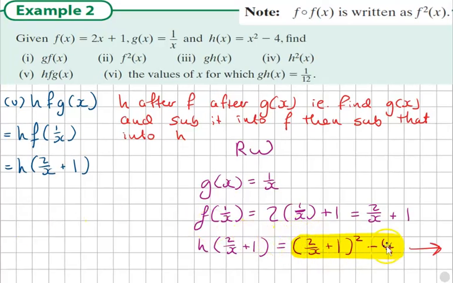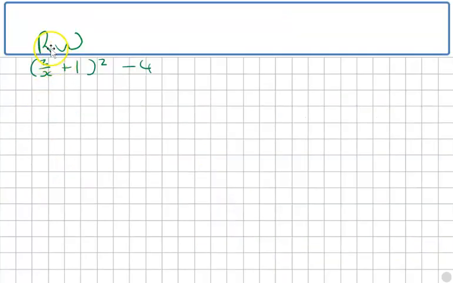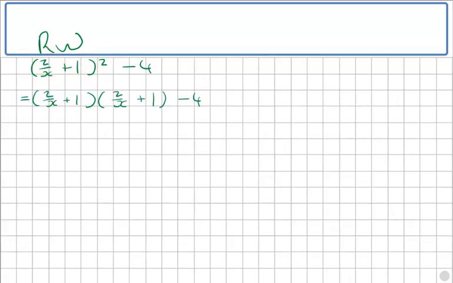So there's a bit of working out to do here. So I'm going to do that on the next slide and then I'll come back to this question. So I'm just going to focus on what's highlighted in yellow on the next slide. So this is my rough work. So (2 over x plus 1) squared minus 4. So (2 over x plus 1) squared is 2 over x plus 1 multiplied by 2 over x plus 1, and then bring down the minus 4.